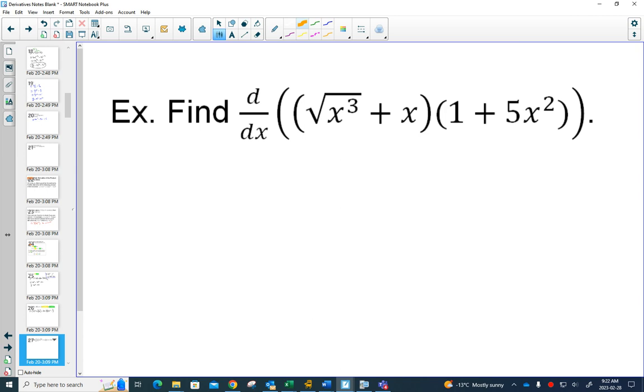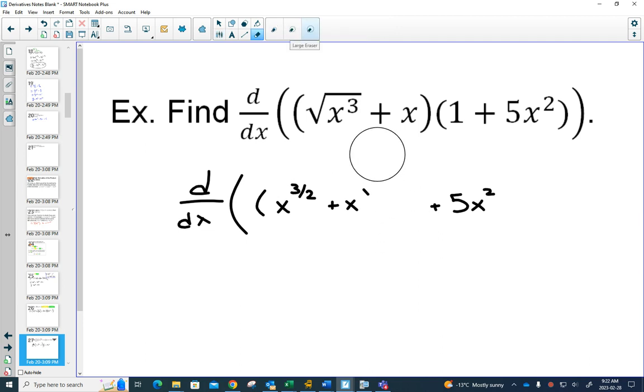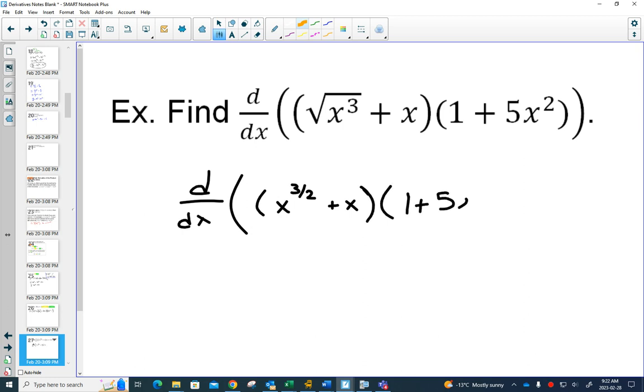So that square root, I'm going to take the time first to change this to an x to the 3 halves plus x. Sorry. I was going to talk about how I was strategic with brackets, and then I got unstrategic with my brackets.